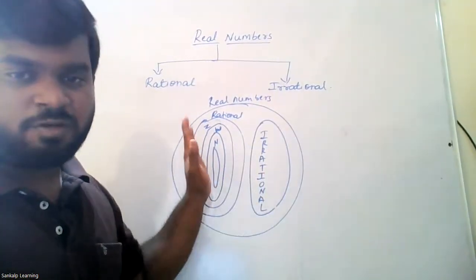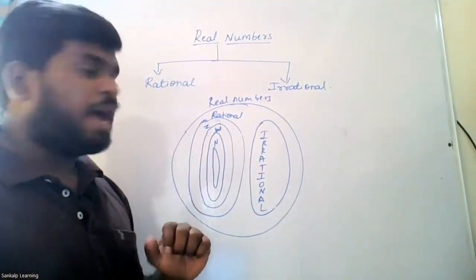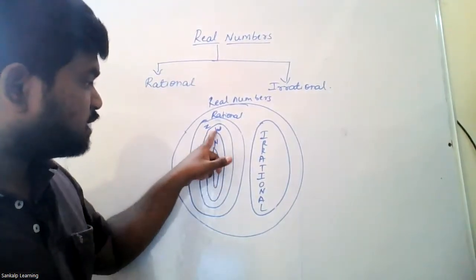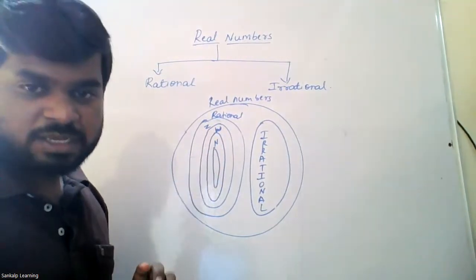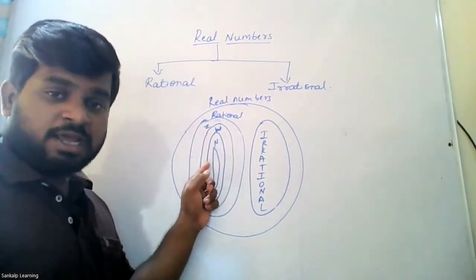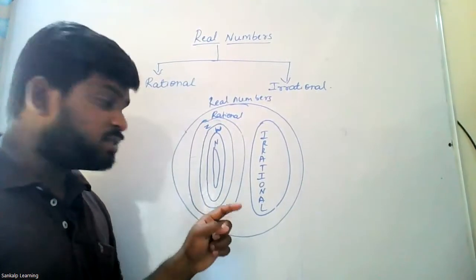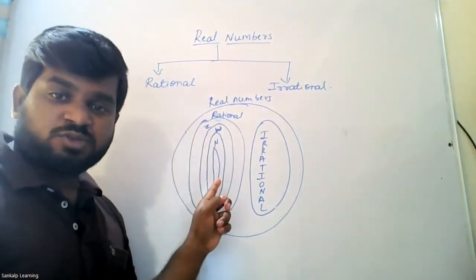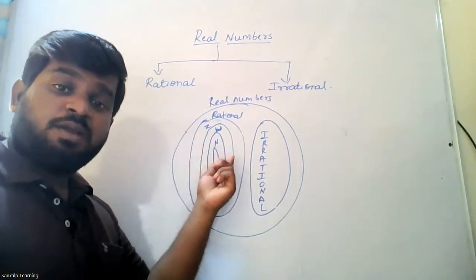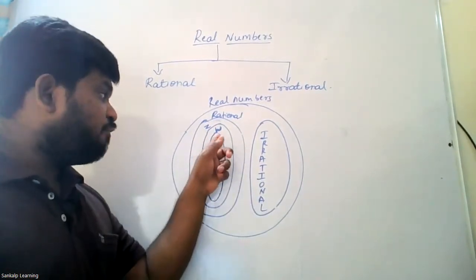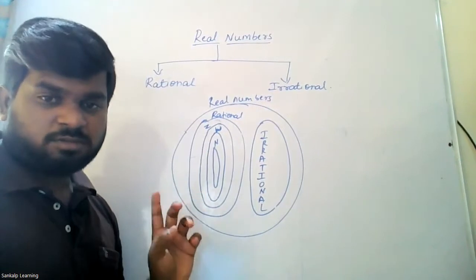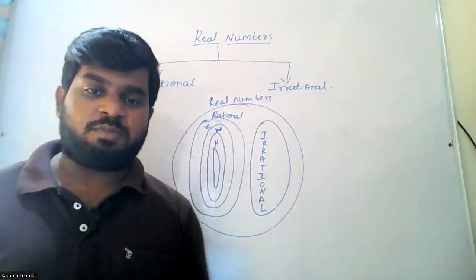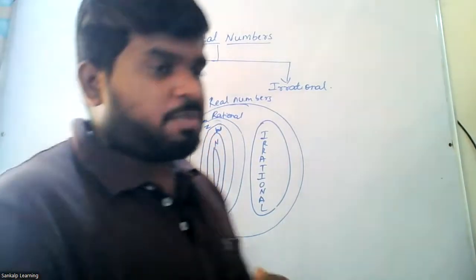This is a better way of remembering. I can also tell you this. Observe, the natural number is inside the whole number. Isn't it? The natural number is inside the whole number, which means every natural number is a whole number. But the other way is not true. Every whole number is not a natural number, because zero is a whole number, but it doesn't come in natural numbers. This you can remember very easily.